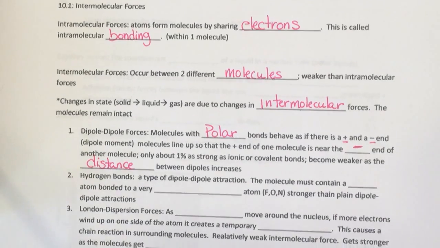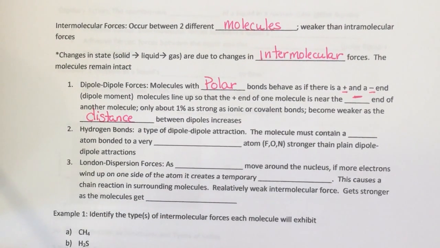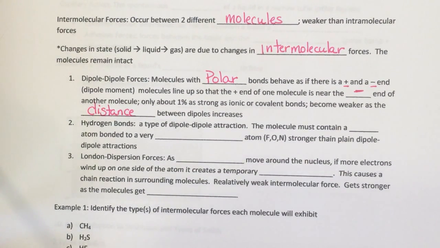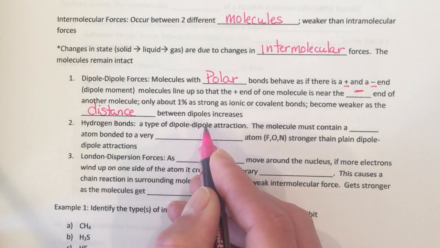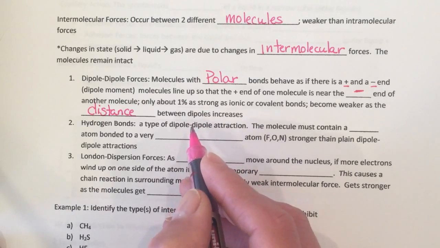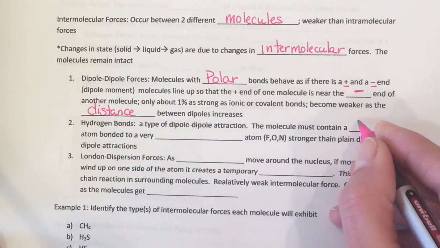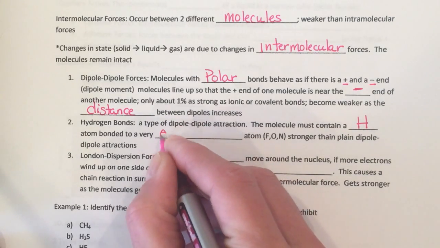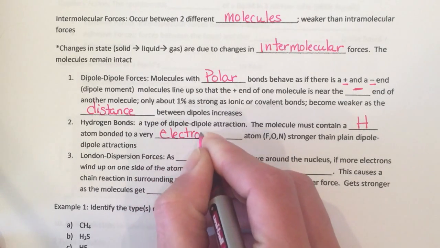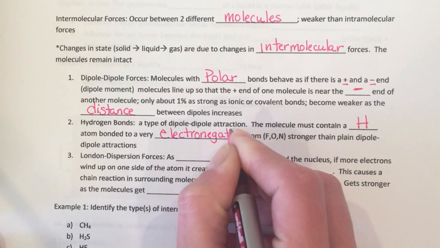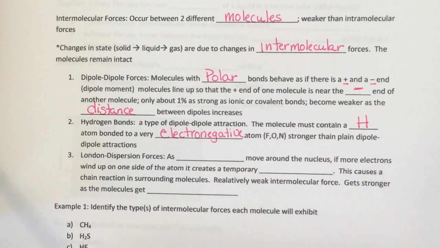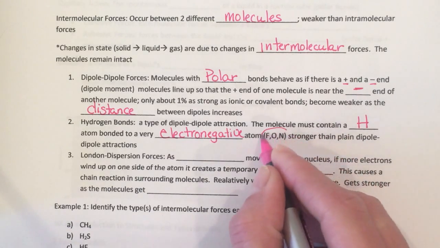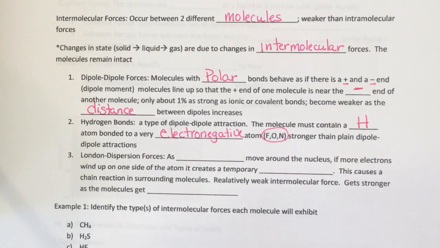Now, the second type of intermolecular force is a hydrogen bond. Even though we call this a bond, it's not a true bond. It's a type of dipole-dipole interaction. Now, because it's a hydrogen bond, we have to have hydrogen. And then we have to have something that's very electronegative. Now, when we say electronegative, there are only 3 atoms that fit this bill: fluorine, oxygen, and nitrogen.